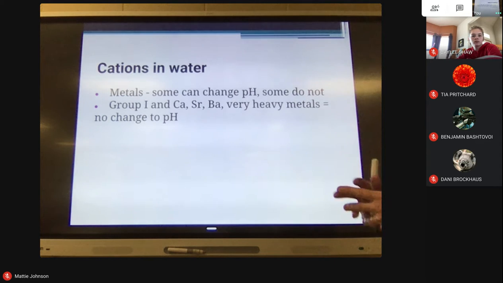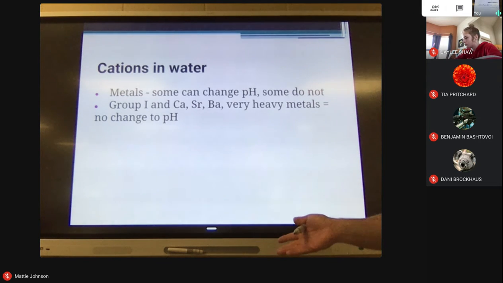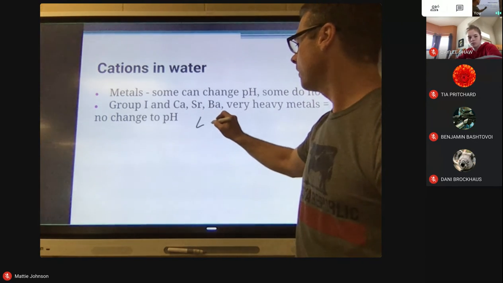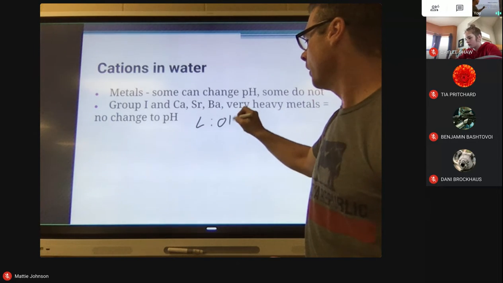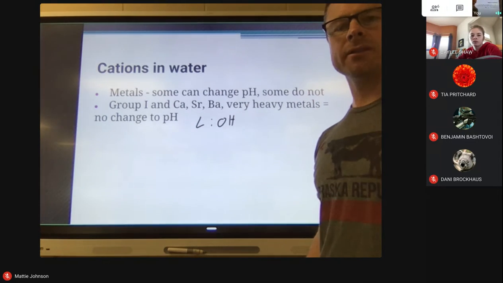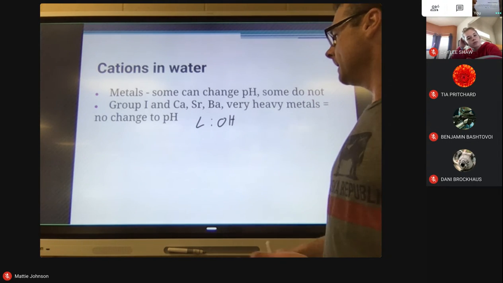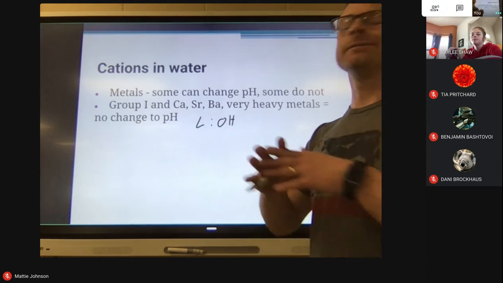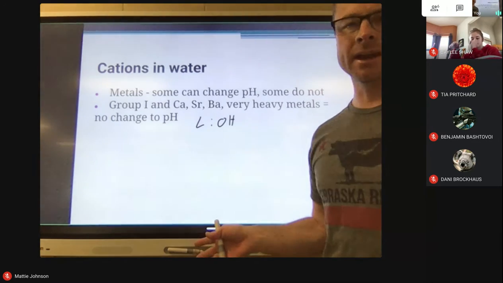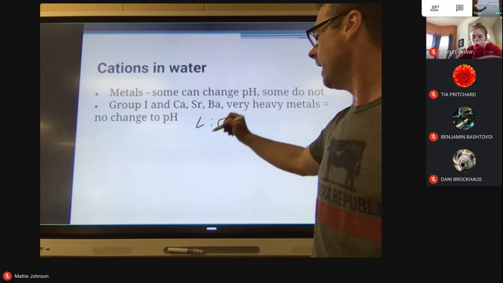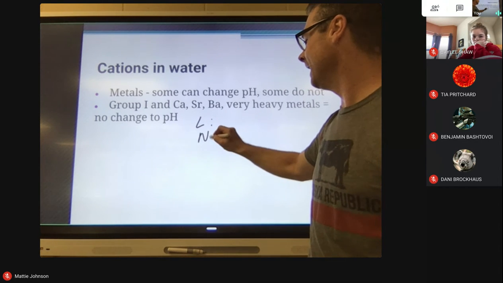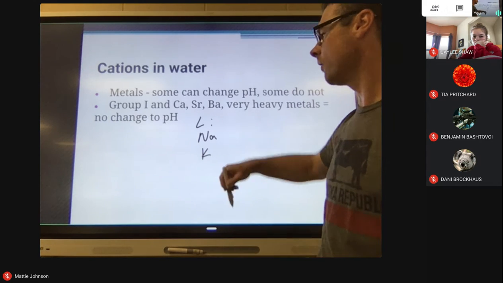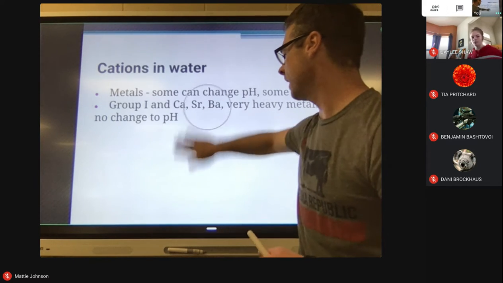So what's the easiest way to remember this? Well, here's the deal. Group 1 metals, Li with OH is like a strong base. So this is kind of the whole idea. If you are the conjugate of strong, you don't do anything to pH. So Li and Na and what else? K and all those guys, they don't do anything to the pH, okay?